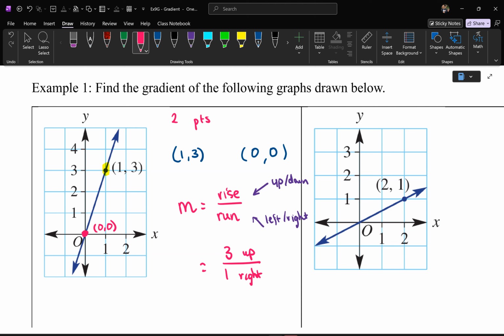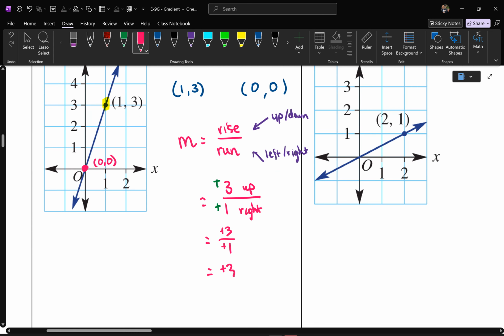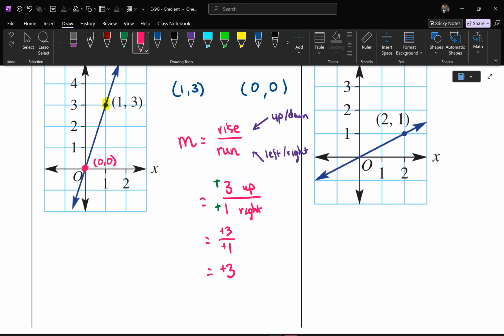Now, if it's up, is it positive or negative? Positive. Every time you're going up. So on the y-axis, if you're going up, it's positive numbers. On the x-axis, it's positive numbers as well. So you have a positive 3 over positive 1. That's why they call it rise over run, because it's how much you go up or down versus left or right. What's positive 3 divided by positive 1? Positive 3. So if I asked you, what is the gradient? What's the steepness of this line?